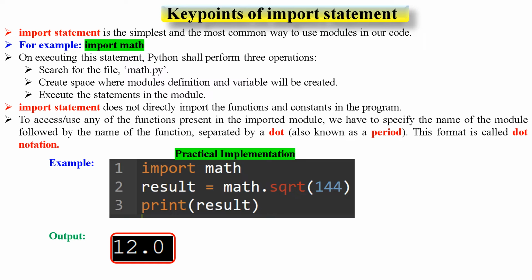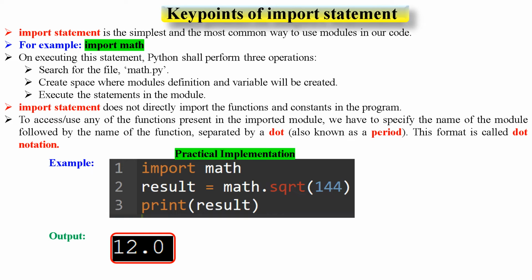The import statement does not directly import the functions and constants into the program. To access or use any of the functions present in the imported module, we have to specify the name of the module followed by the name of the function, separated by a dot, also known as a period. This format is called dot notation.